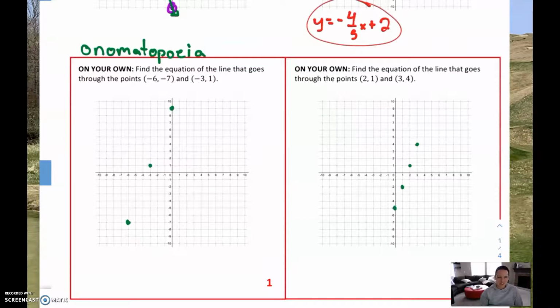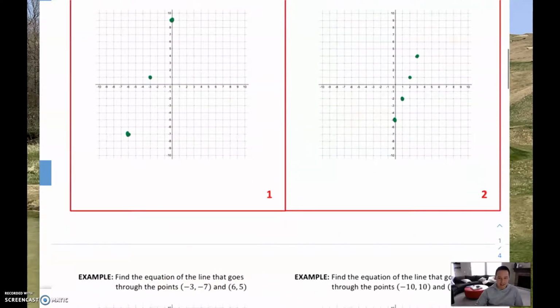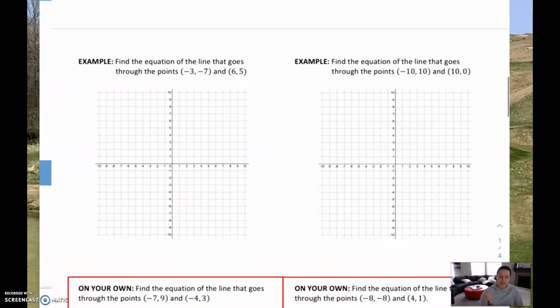All right, just a little hint. For the first one, your y-intercept should have been 9. The second one should have been -5. So if you did it correctly, there you go.